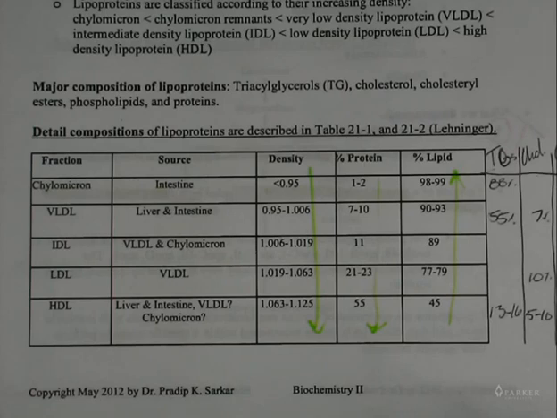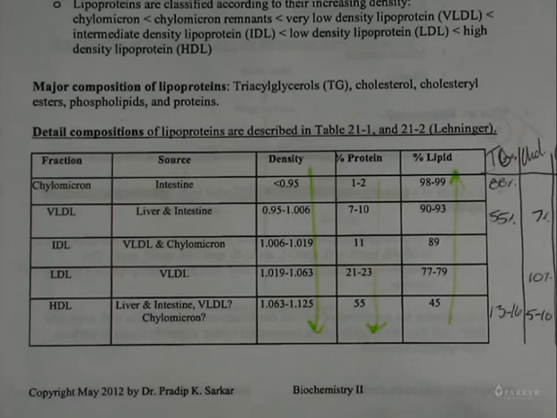Please make sure you know that. The big ones are your outliers here. Because they're at the edge of the scale, they're the ones that are usually going to get asked. Which one is the least dense? Which one is the most dense? Which one has the most protein? Which one has the most fat? Which one has the least fat? Which one has the least protein, et cetera, et cetera. So make sure you know the general trends. You don't need to know the numbers. You don't need to know what percentage they are.